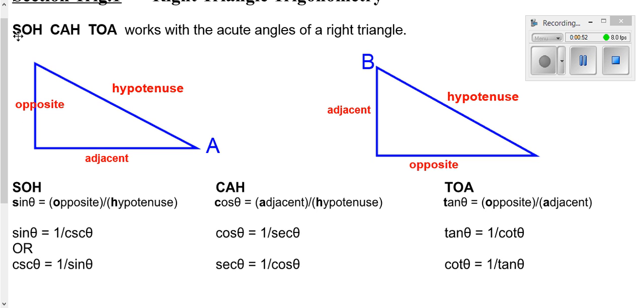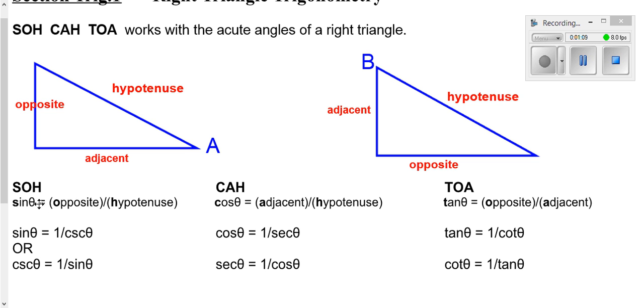Sohcahtoa means sine is equal to opposite over hypotenuse. So sine is your opposite side over the hypotenuse. Cosine is adjacent over hypotenuse, and tangent is opposite over adjacent.